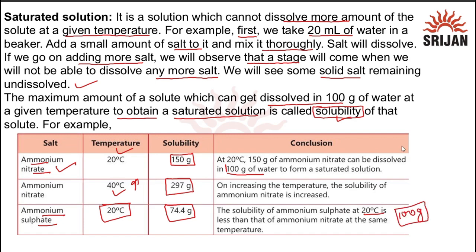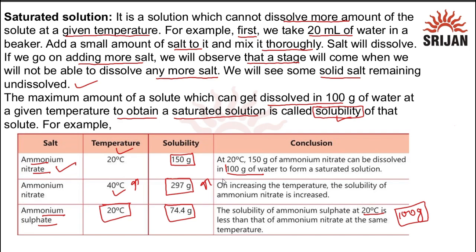So from this table we can learn about the term solubility. We can say that solubility depends on temperature. If you increase the temperature, the solubility of a solute also increases, because on increasing temperature more of it gets dissolved in 100 grams of water, or in the solvent, as we can see.